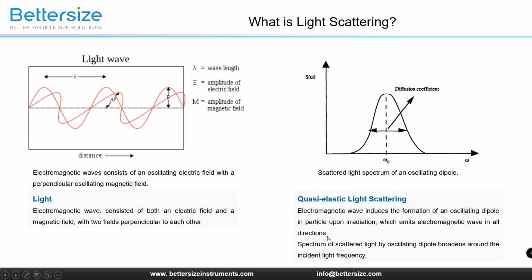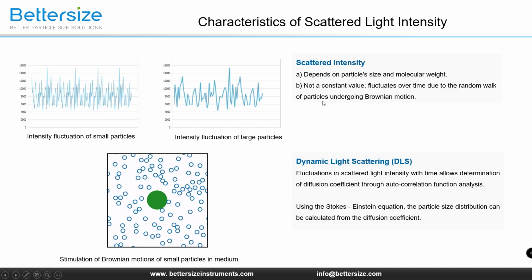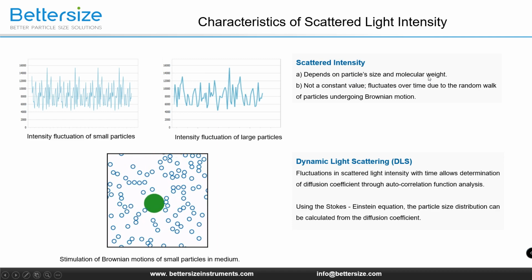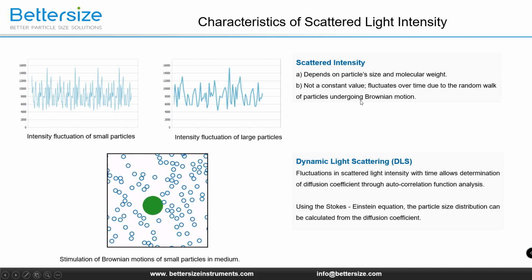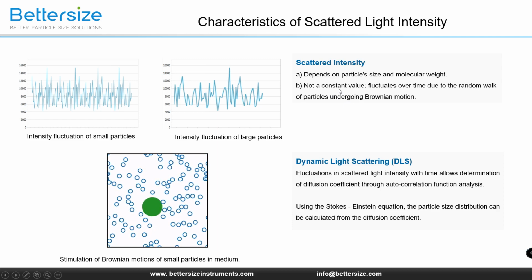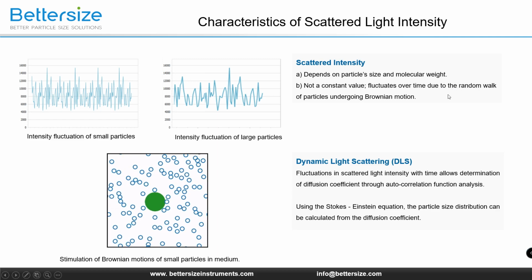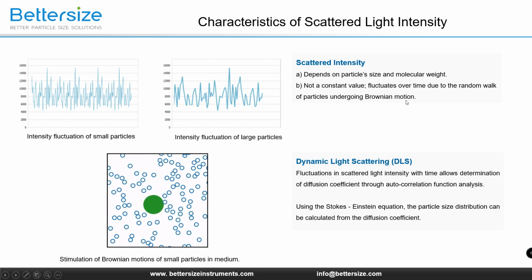During quasi-elastic light scattering, the frequency changes between scattered light and the incident light are small, and the light scattered by the oscillating dipole has a spectrum that broadens around the incident light frequency. The scattered light intensity depends on the particle's intrinsic physical properties such as size and molecular weight. The scattered light intensity is not a constant value. It fluctuates over time due to the random walk of particles that are undergoing Brownian motion.